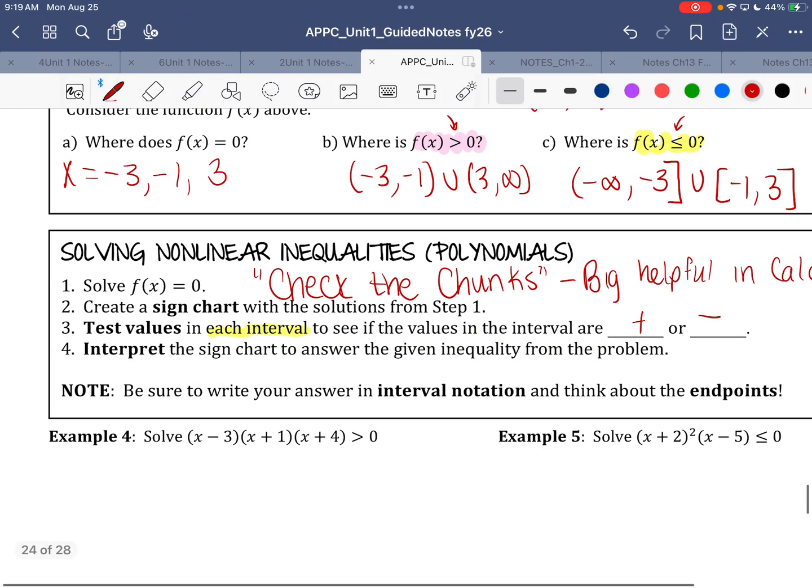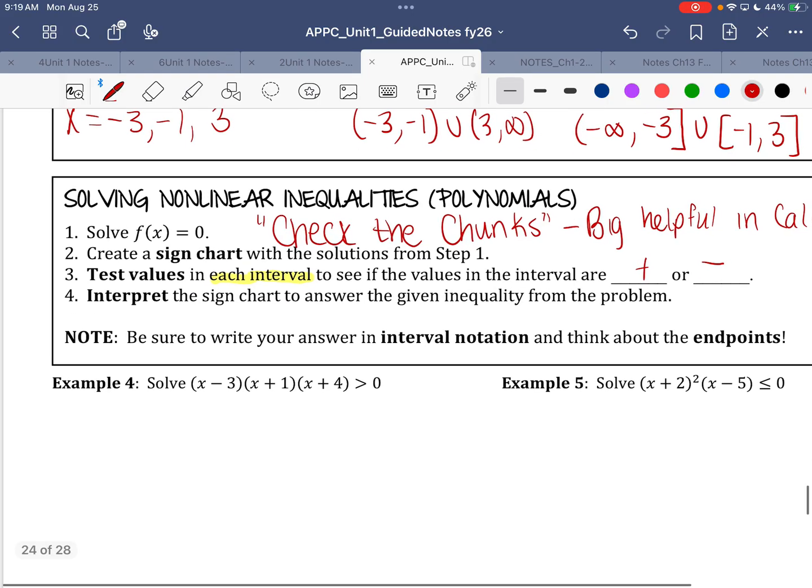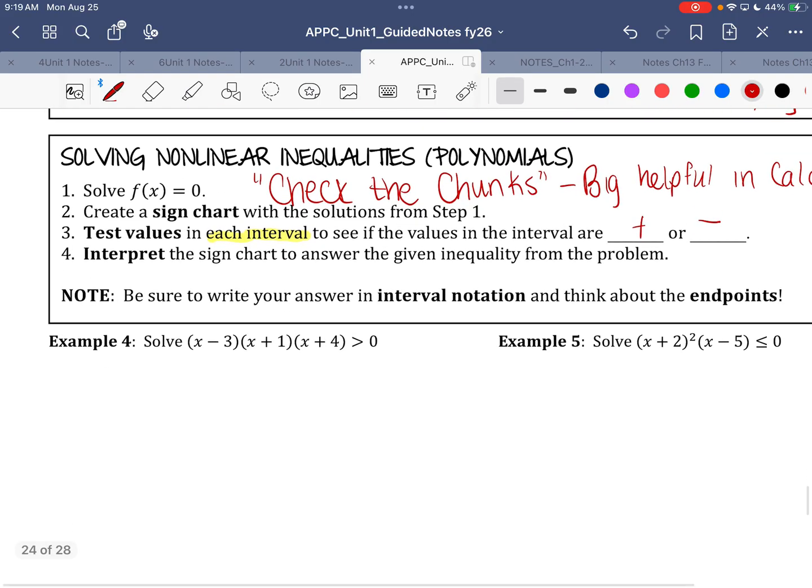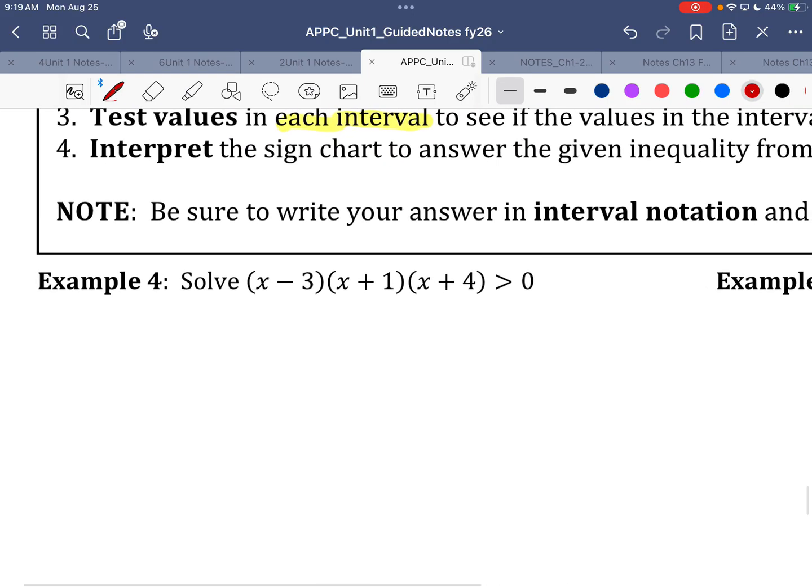Then when we go and interpret the sign chart for the inequality of that specific problem, we're going to be writing our answers in interval notation, just so we know. Think about endpoints. Okay, so first thing we do, set it equal to 0. So if I'm setting it equal to 0, what would my x-intercepts be?